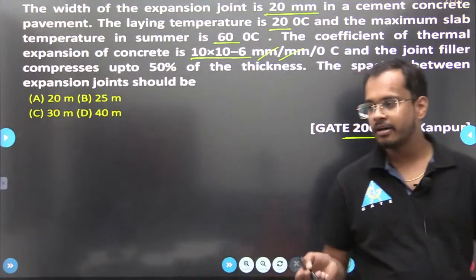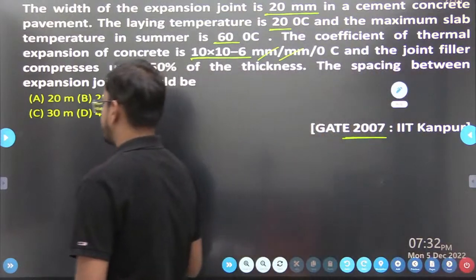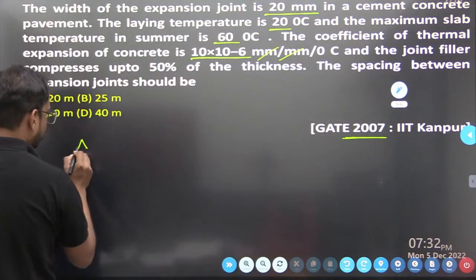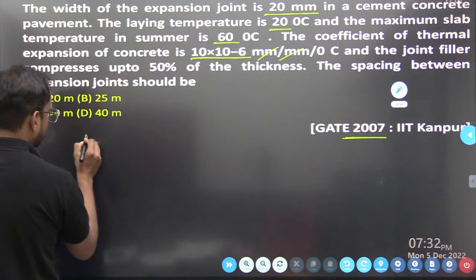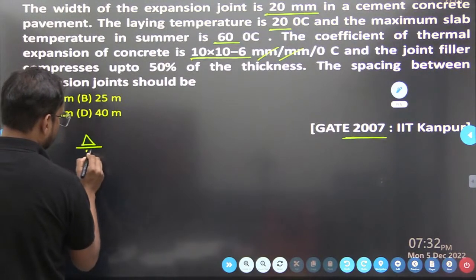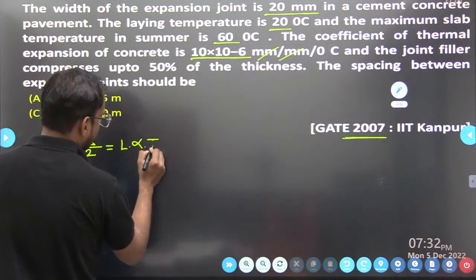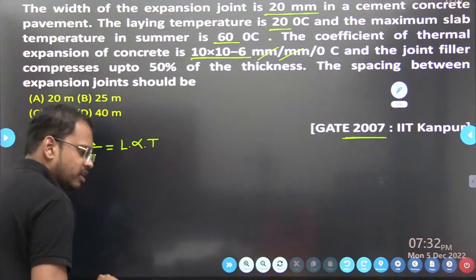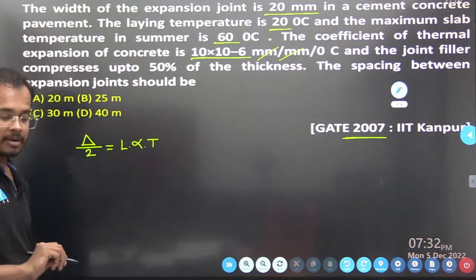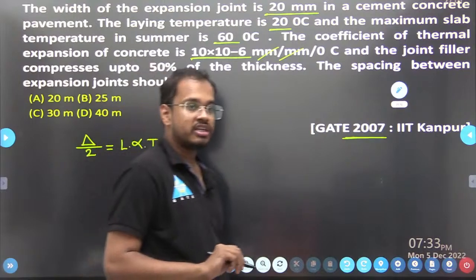We already know that delta by 2 gaps must always be maintained. So the formula is delta by 2 is equal to L multiplied by alpha multiplied by T. What do we mean by T? The value of T is the change in temperature, am I right?